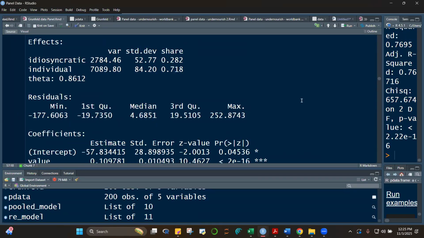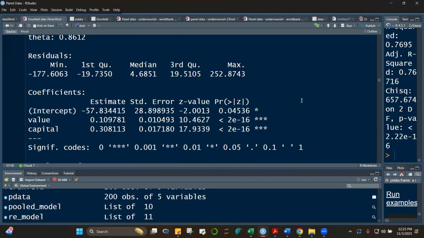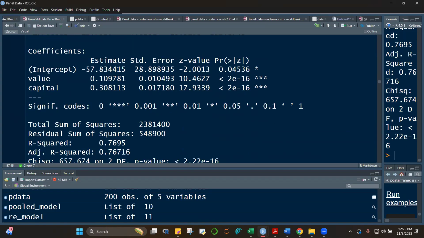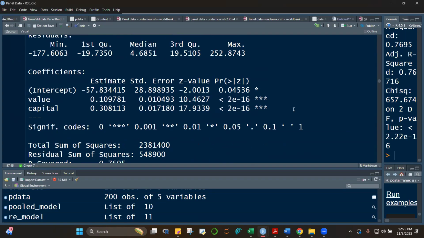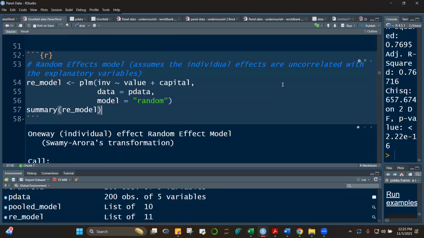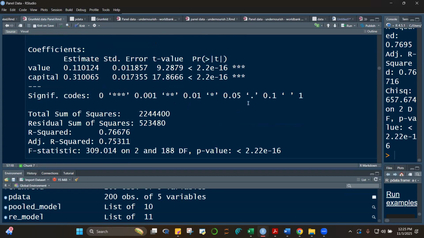And you can see here that this is another output, class. The intercept is here again. The estimates for value and capital are quite different from your fixed effects. Fixed effects has no intercept, di ba? The coefficient for value has a value of 0.109781. It's also statistically significant. Then capital is 0.3081. It's also different, a slight difference.